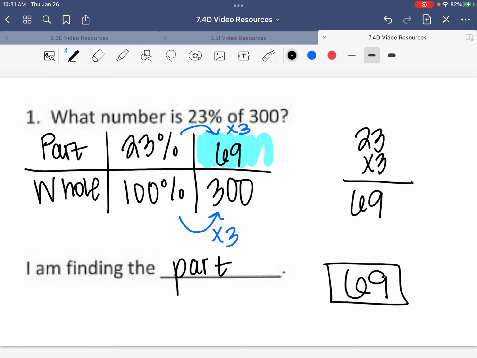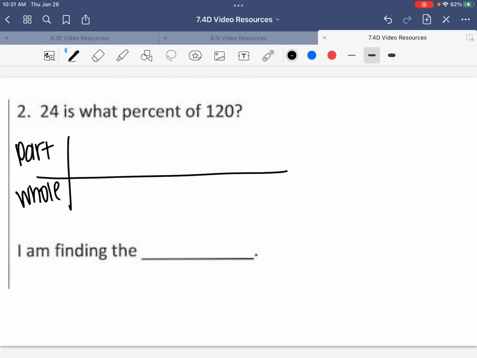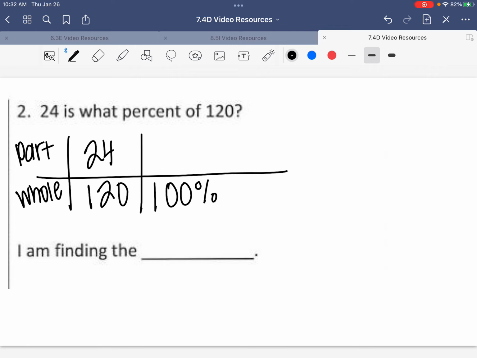Okay, let's look at one more. For number 2, it says 24 is what percent of 120? And so again, I'm going to make my part and my whole table. And it says 24 is what percent of 120? So 24 is the part out of the whole of 120. And we want to know the percent, which is always based out of 100%. So we are looking for our percent.